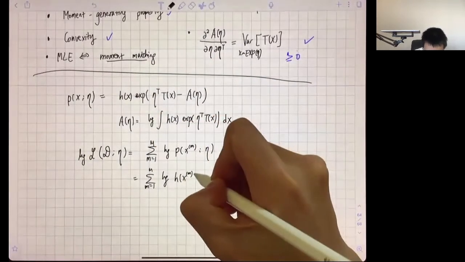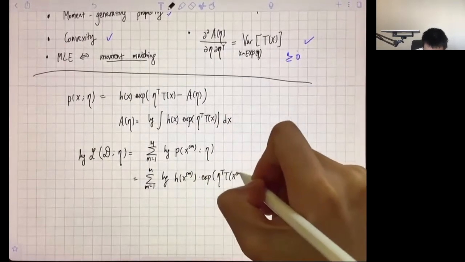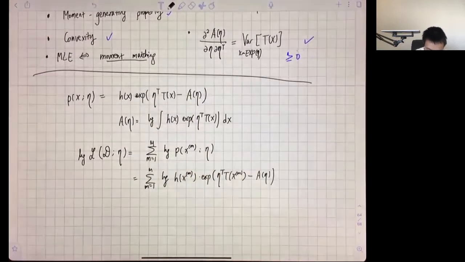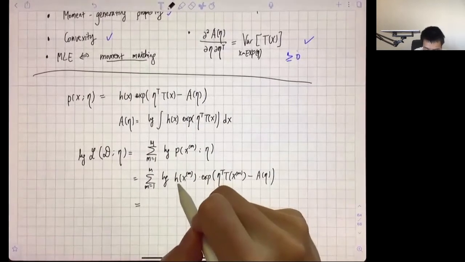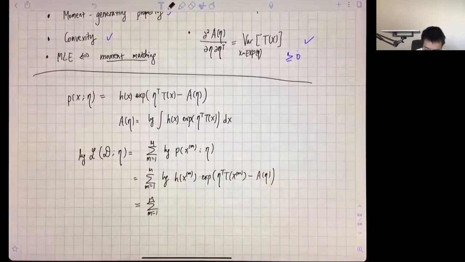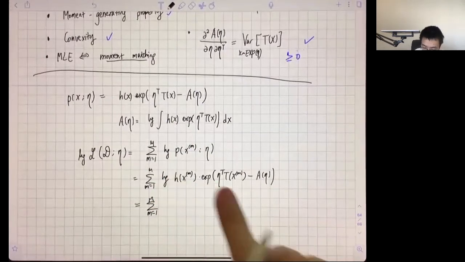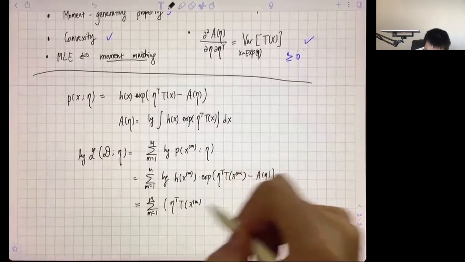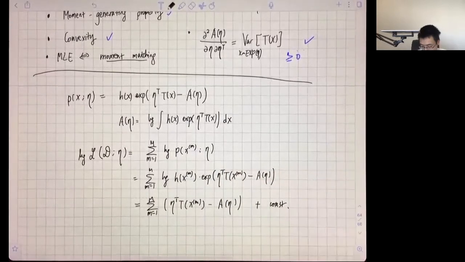h(x_m) exponential of eta transpose T(x_m) for that data sample minus A(eta). Then I would move the h(x) out and say it's a constant. So I'm saying I move this term out. I ignore that term temporarily. I'm just focusing on the log of the exponential, which cancels out as well. I only have this term, plus some constant.